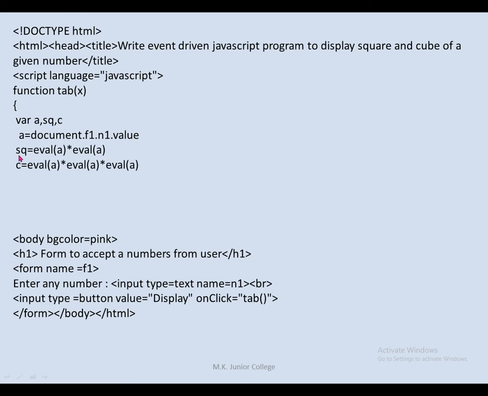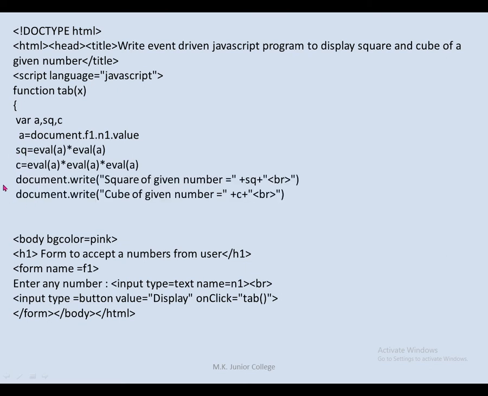The next step is the same. You are calculating sq and you are calculating q. Then again you are displaying with the same statement: document.write square of the given number and document.write cube of the given number. Here you are closing. This thing is very important: you have to close the curly braces here.